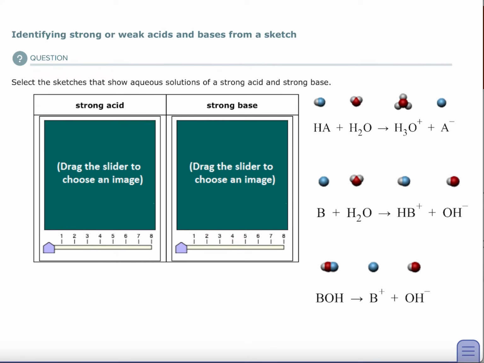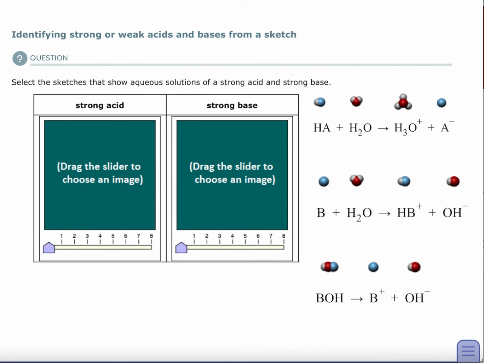For a weak base, the one in the middle there, weak bases are going to essentially steal a hydrogen from water. So you're still going to have hydroxides. It's a base, so you're going to end up with hydroxide, but you're also going to end up with HB+, the conjugate acid of that weak base. So in the case of a weak base, you're going to have a mixture of all 4 of these.